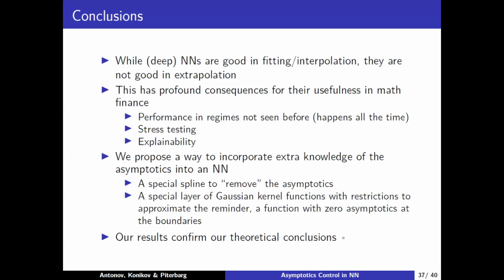Our results confirm these conclusions. And actually, you're welcome to ask questions. Thank you very much.